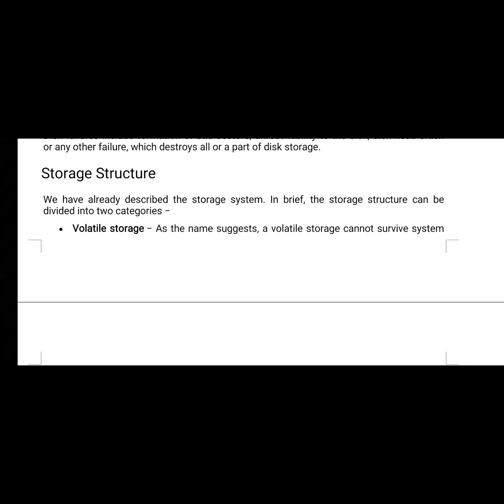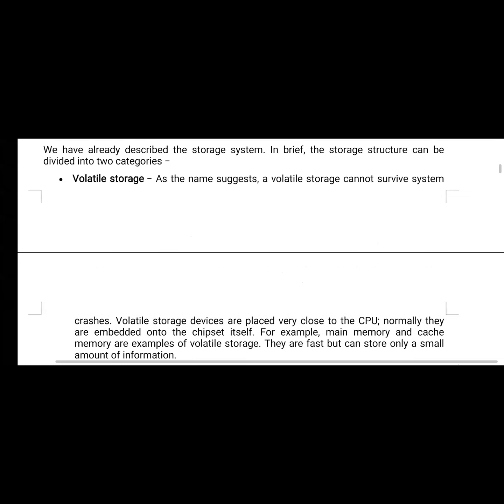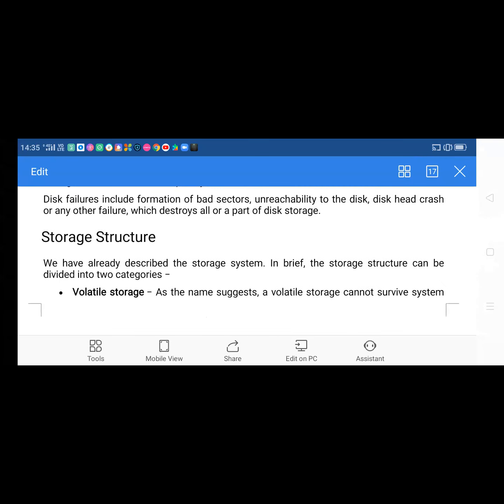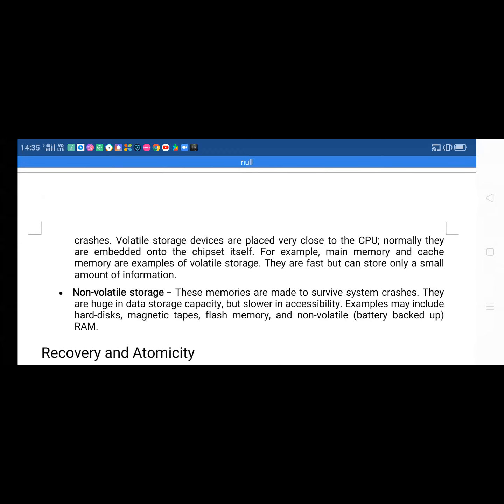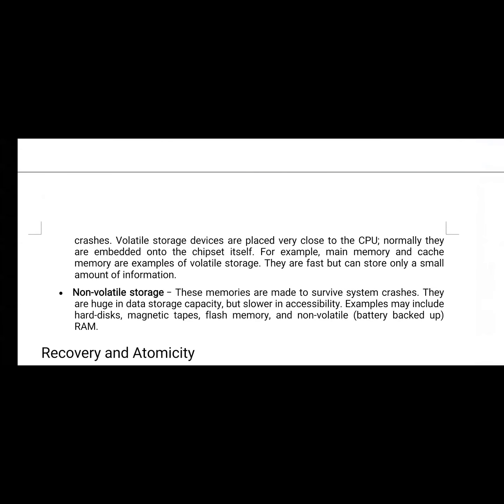It is nothing but a temporary storage. Please observe the screen. We have already described this in the storage system. In brief, the storage structure can be divided into two categories: volatile storage and non-volatile storage. Volatile storage changes from time to time, so once some data is stored in the volatile storage, we are able to edit it. As the name suggests, volatile storage cannot survive system crashes. Volatile storage devices are placed very close to the CPU. In the last class I also mentioned this.